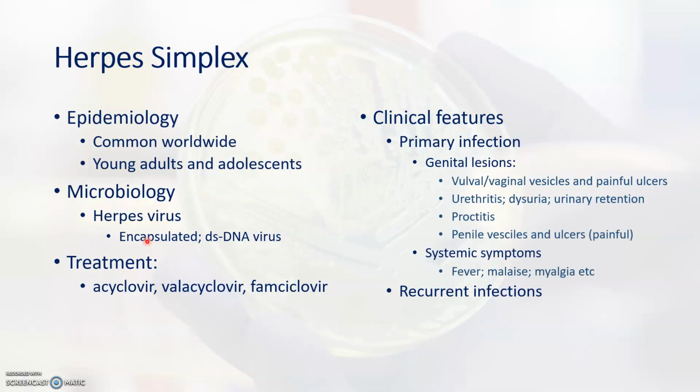Finally, let's just talk a little bit about herpes simplex, an enveloped double-stranded DNA virus, which is very common worldwide, causing both genital and non-genital infections. The symptoms are usually associated with painful, blistering rashes and ulcers on the affected area, sometimes associated with systemic symptoms. If caught early, this can be treated with antivirals.